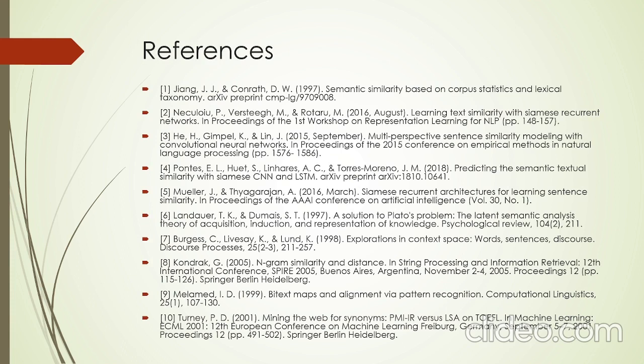Now moving to references. These are the references we have used for the project. First was semantic similarity based on corpus statistics and lexical taxonomy by Jiang. Then learning text similarity with Siamese recurrent networks. So here they have used a Siamese CNN model for learning text similarity, multi-perspective sentence similarity modeling with CNN. Then predicting semantic textual similarity with Siamese CNN and LSTM. Siamese recurrent architecture for learning sentence similarity.